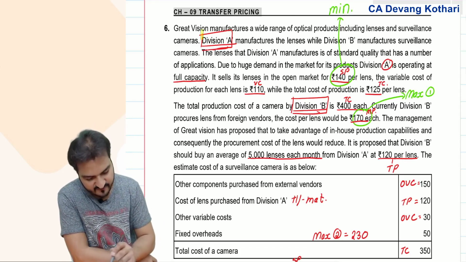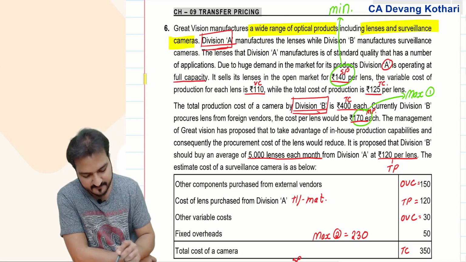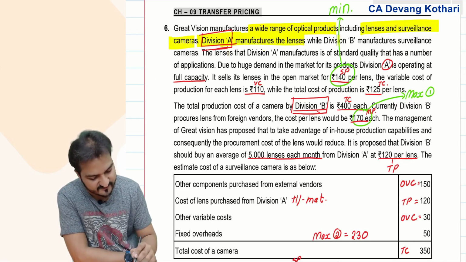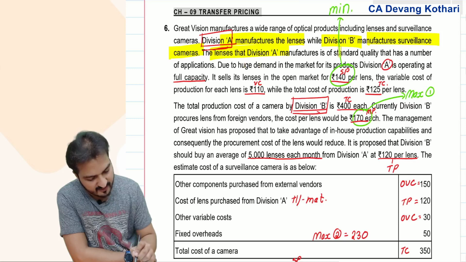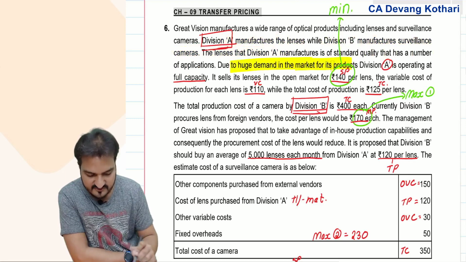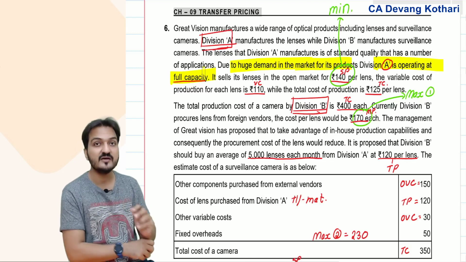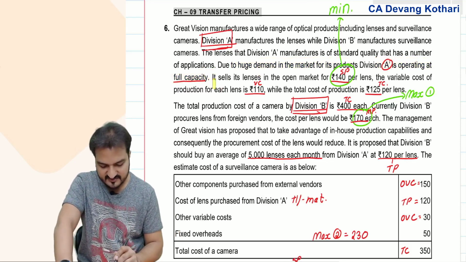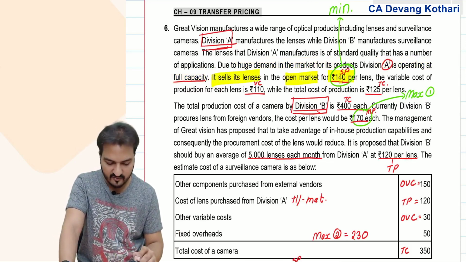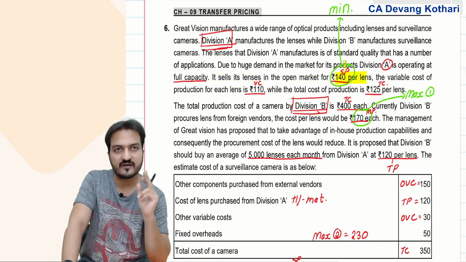The question goes like this. Great Vision manufactures a wide range of optical products, including lenses and surveillance cameras. Division A manufactures the lenses. Division B manufactures surveillance cameras. The lenses that Division A manufactures are of standard quality and have a number of applications. Due to huge demand in the market for its product, Division A is operating at full capacity. Do remember that. It sells its lenses in the open market at rupees 140 per lens. They are operating at full capacity and the market price at which they are selling is 140.